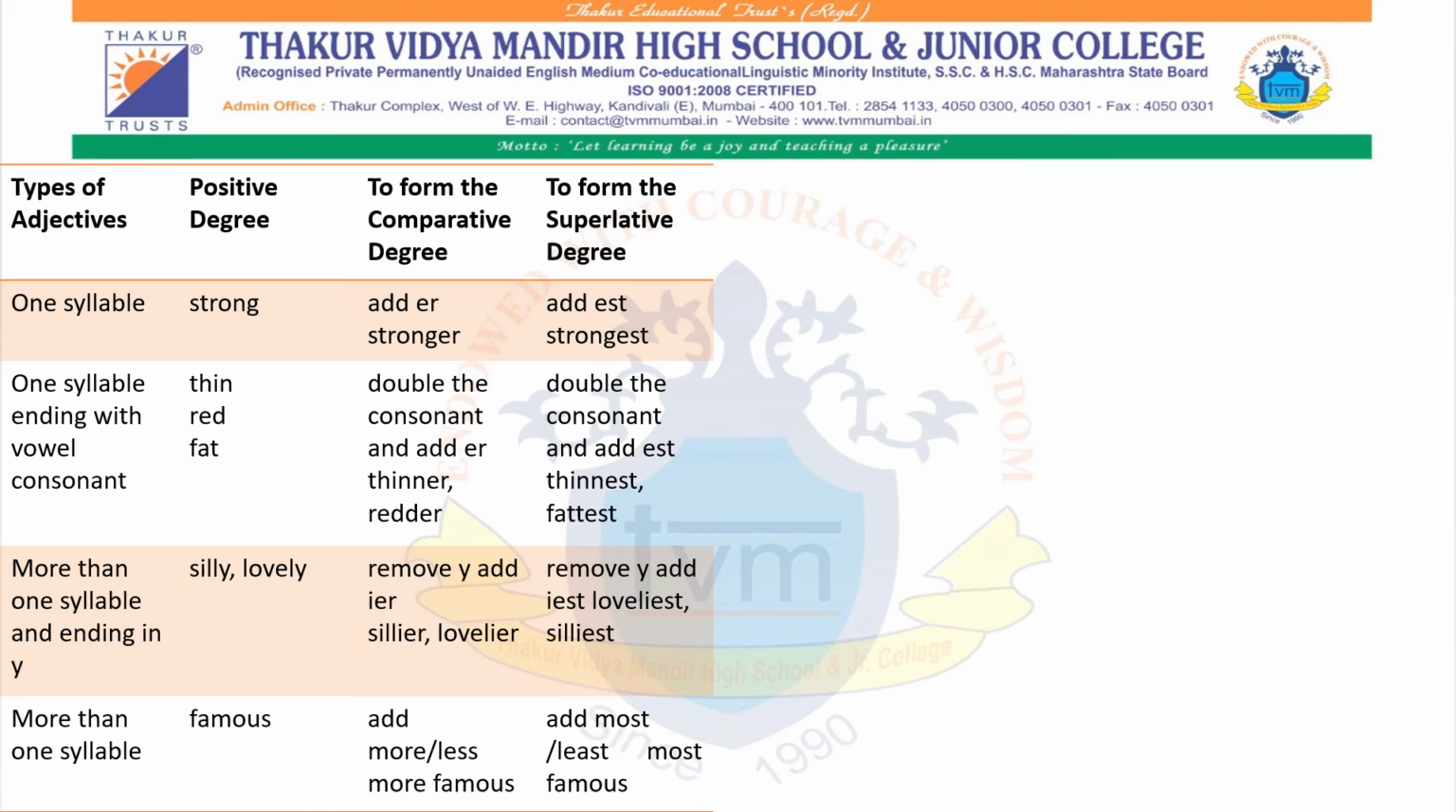Third rule: if it is an adjective of more than one syllable and ends in y, such as silly and lovely, for comparative, remove the y and add ier. For superlative, remove the y and add iest. And if the adjective has two or more syllables, then we add more or less for comparative, and we add most and least for superlative.